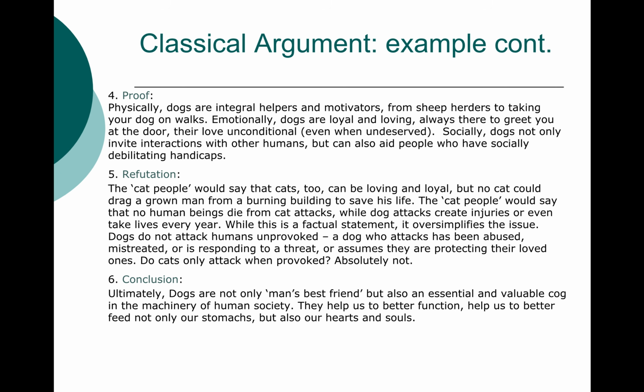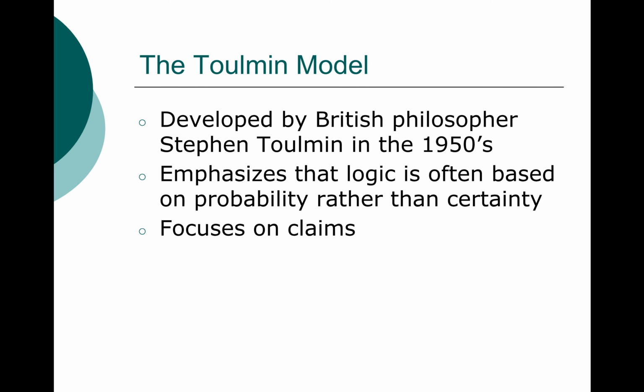They help us to better function, help us to better feed not only our stomachs, but also our hearts and souls. There's obviously an appeal to pathos here, and the structure of these sentences and the word choice, like valuable cog in the machinery of human society. There's obviously a switch in language here to end that classical argument.